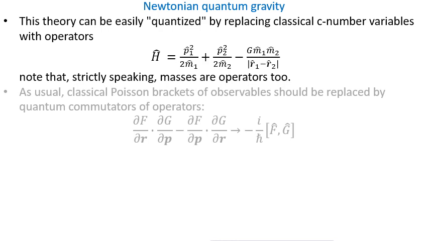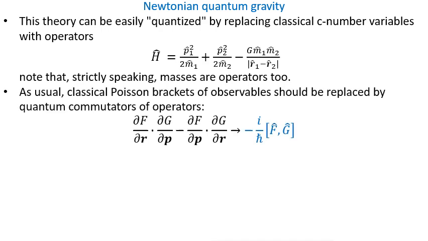Remarkably, this approach is very easy to quantize. We can keep the same form of the Hamiltonian, just replace classical phase space variables of momentum and position by quantum operators in the Hilbert space. Strictly speaking, masses become quantum operators too. The quantum commutators can be obtained by analogy from classical Poisson brackets.